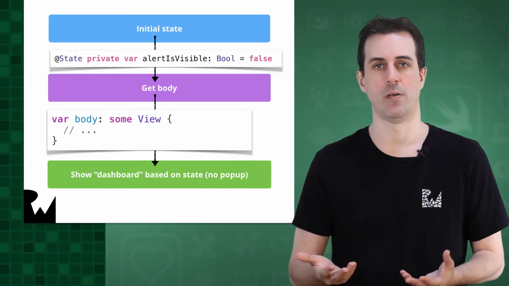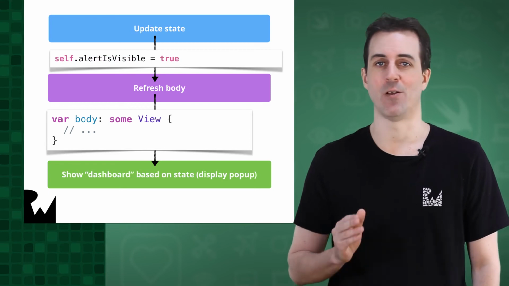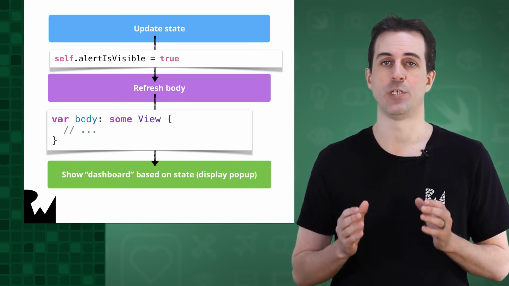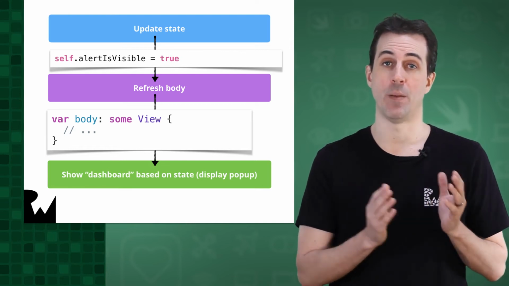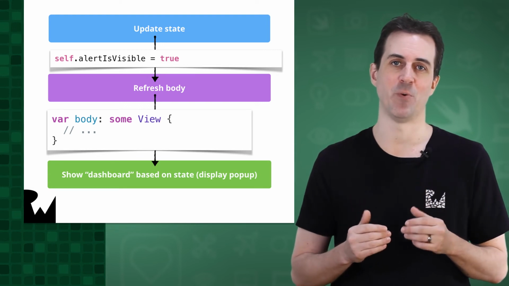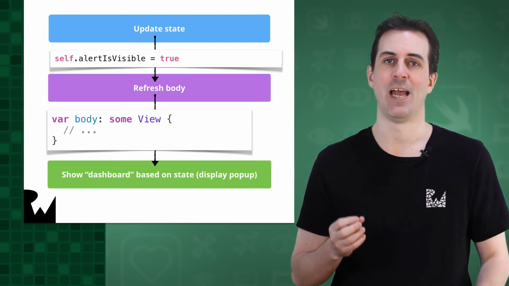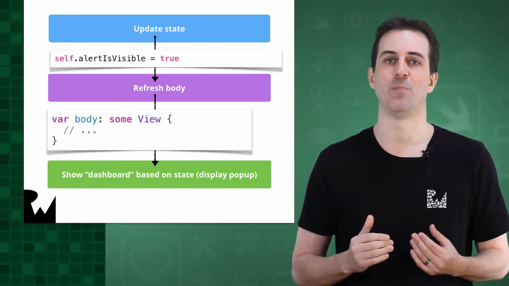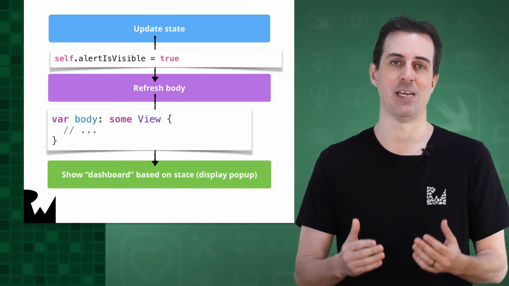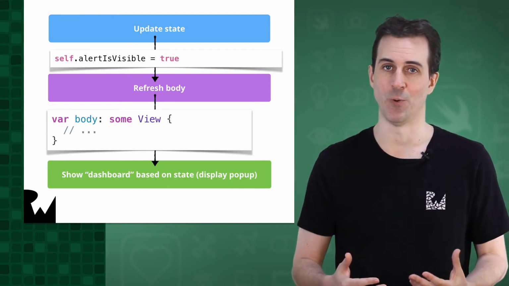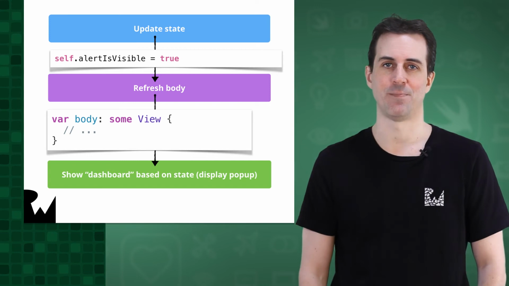So far, so good. But what happens when you set alert is visible to true? That is changing the app state, so it's important that the user interface is also updated so that it's consistent. Well, since you already marked that variable with the special @state keyword, iOS will automatically refresh the body for you. So it's your job to make sure that the body takes the app state into consideration and displays the alert pop-up if alert is visible is true. Let's see how we can do this.